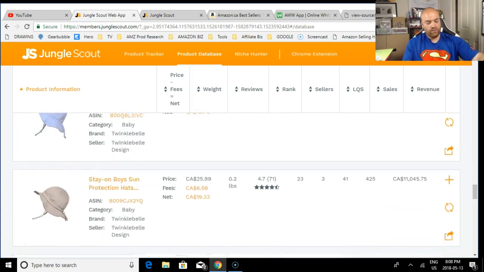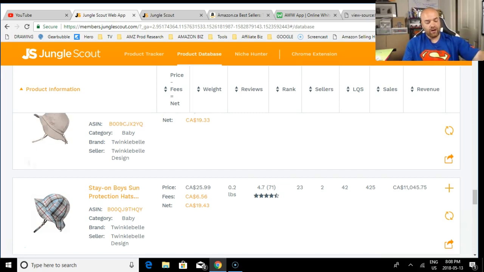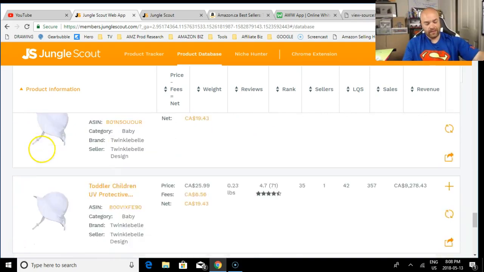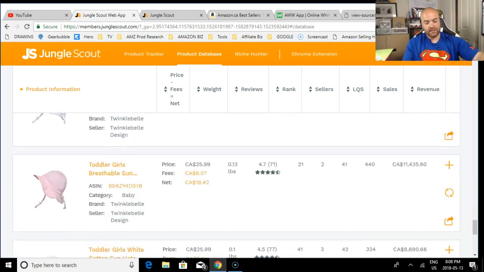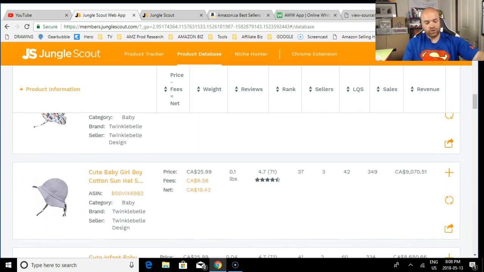27 of those listings. So 33 minus 27 leaves you with 6 listings that are not a baby hat. So again, that's 6 listings in the baby category. What happened, Jungle Scout? Where are all the metrics gone?